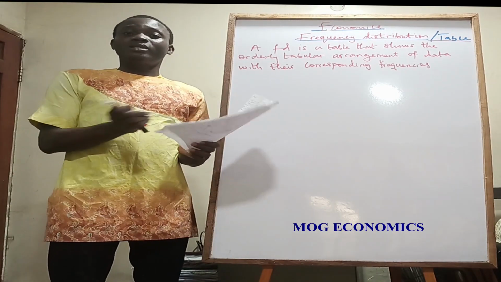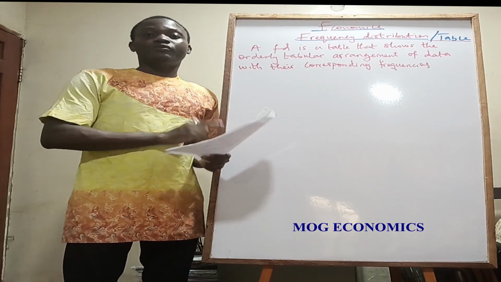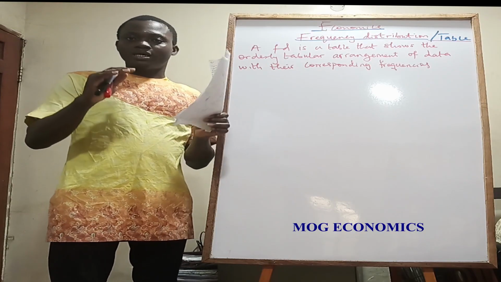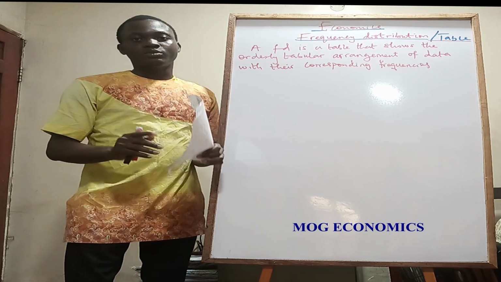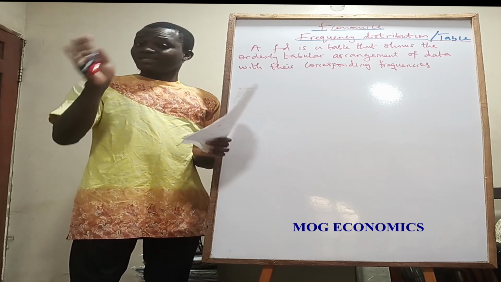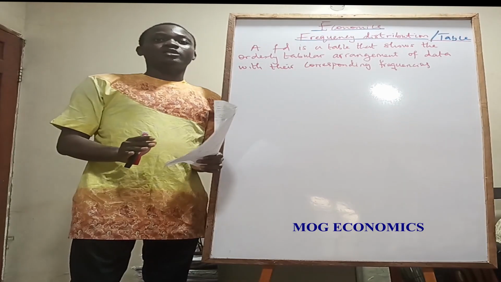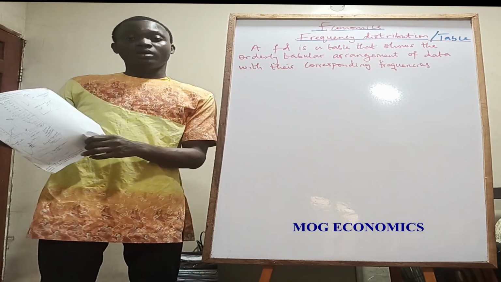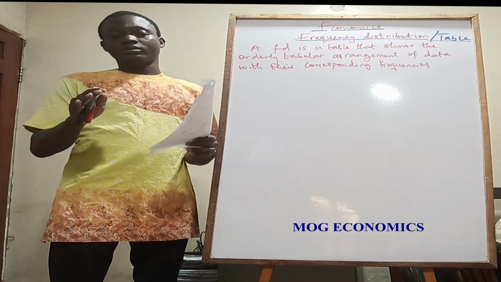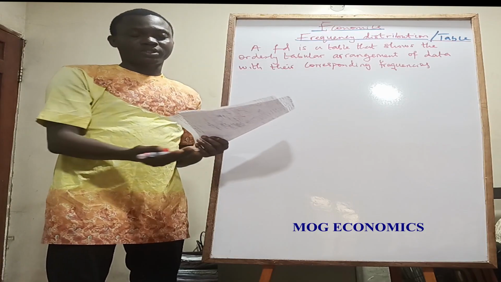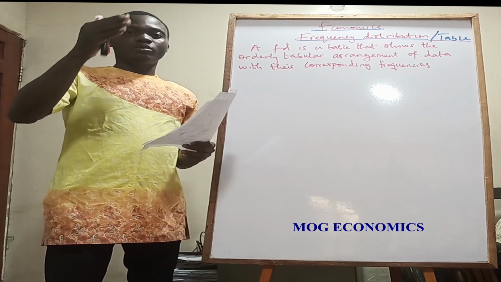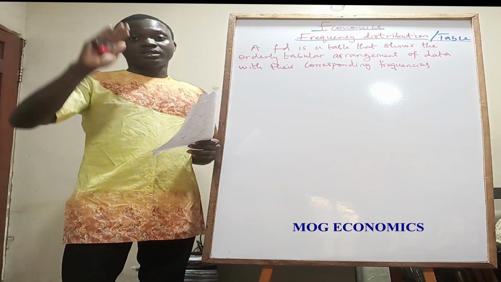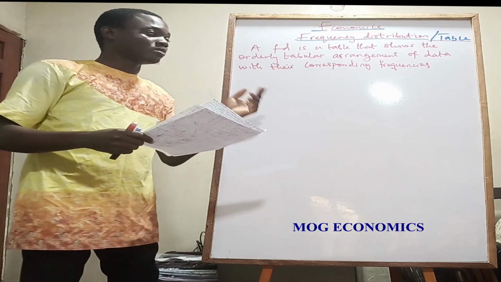All right. So what then is a frequency distribution? A frequency distribution is a table that shows the orderly arrangement of observations or data sets with their corresponding frequencies. It's a table, so that's where you start from. It shows the array of a data set with their corresponding frequencies. It may be from the lowest number to the highest number, or from the highest to the lowest. Whatever you're doing, just make sure that it is orderly. So that's what a frequency table is.